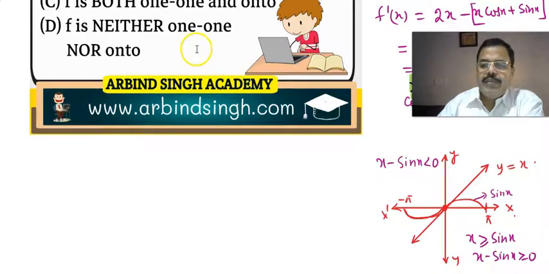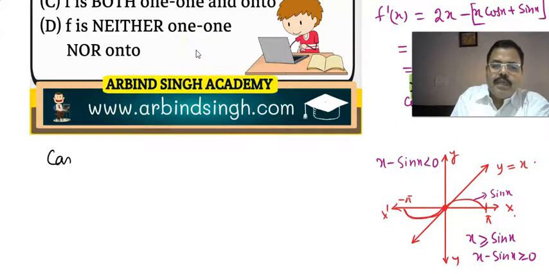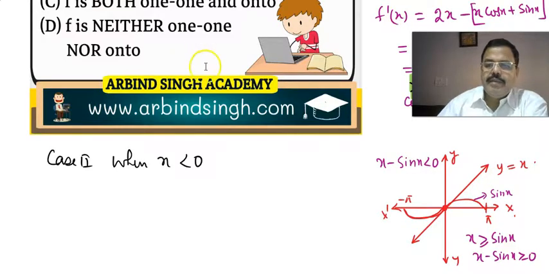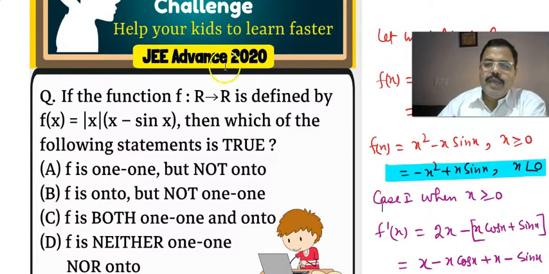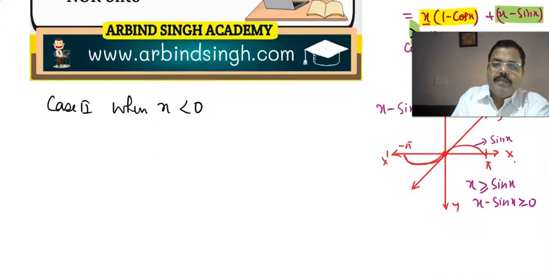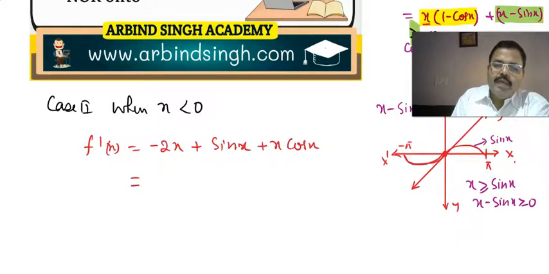Now the second case, when x is less than 0, that is, when x is negative, what will be the derivative of the function? For x negative, the function is x square minus x sin x. So f dash x is equal to minus 2x plus sin x, and the derivative of x sin x is sin x plus x cos x. So we can write it as minus 2x plus sin x plus x cos x.